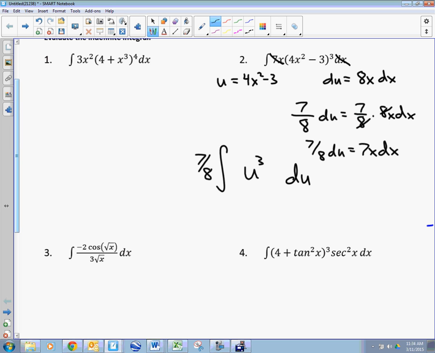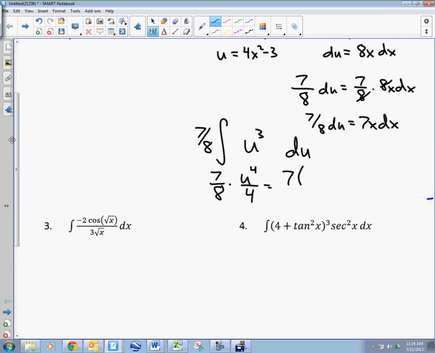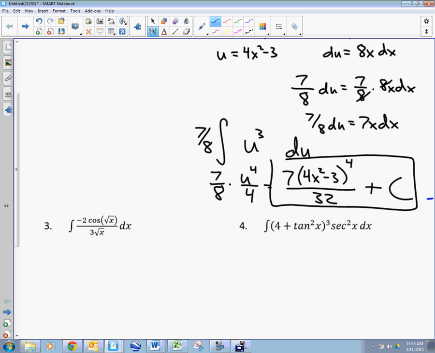Okay? So if I want to take the antiderivative, what's the antiderivative? u to the third. u to the fourth over 4. I'll multiply it by the 7/8. So I get 7 times u, which is 4x squared minus 3, to the fourth over 32. And we have to write plus a constant. There you have it.